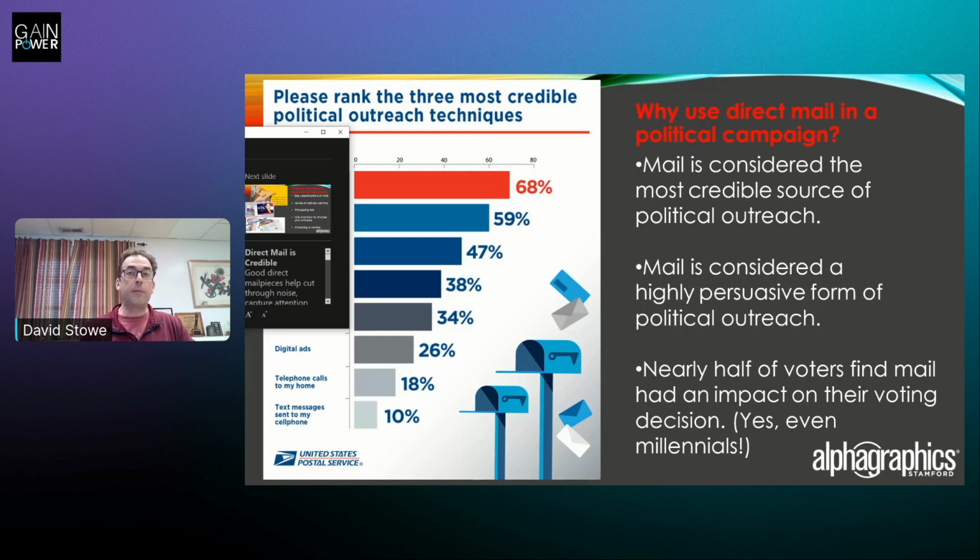So when we're talking about direct mail, it's really one of the most credible forms of communication that a campaign has available to them. Good direct mail pieces help cut through the noise, they capture attention, and they compel the recipient to action. In the case of political mail, the call to action is to vote for a candidate or to support them and get out and volunteer for them. So direct mail's effectiveness in campaigns runs really deep. A lot of statistics I'm going to cite here are from USPS surveys that they do to direct mail recipients after each election cycle. So a lot of people feel that direct mail is one of the most credible forms of political outreach. 68% of people that responded to the survey ranked it as one of the most credible sources, and it's a channel that voters trust just about more than any other channel.